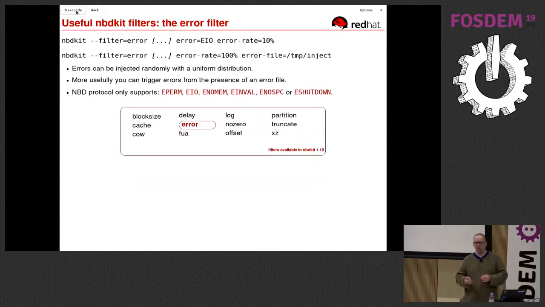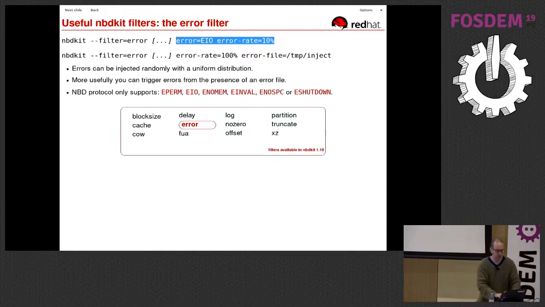This filter is also a lot of fun. It's the error filter, and it injects errors. So obvious use for testing here. There's 2 ways to use this. The first way here is we say, we want a particular error, and we want a generalized error rate of 10%. Means that at random, 10% of requests are going to fail.